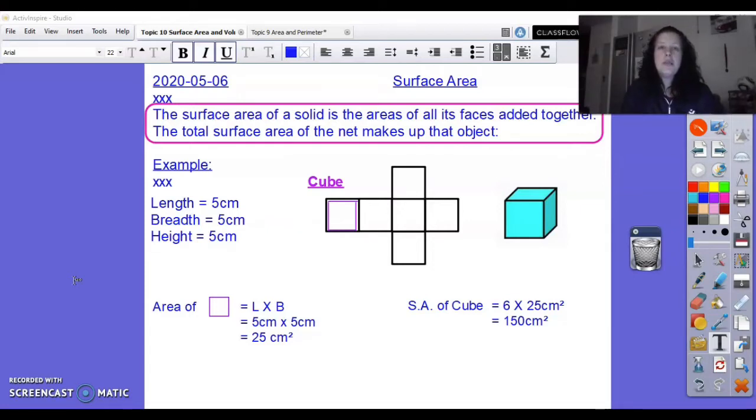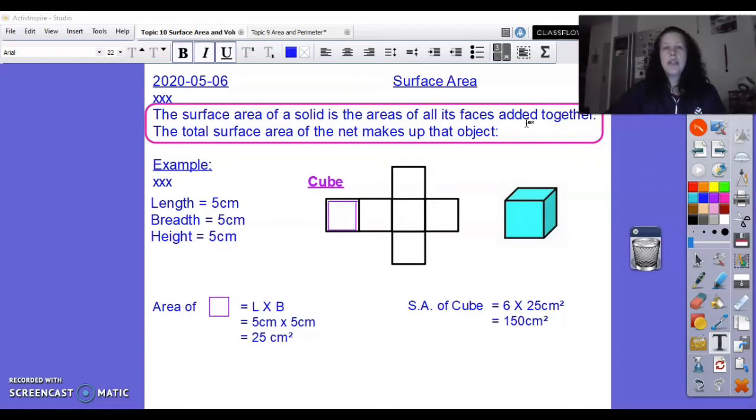So, last week's videos we spoke about area and perimeter, and that was focusing mainly on 2D shapes. Today I want to talk about surface area, and surface area relates to solids, meaning our 3D objects. 3D means 3 dimensions. It has length, breadth, and height included. So the surface area of a solid is the area of all its faces added together. The total surface area of the net makes up that object.